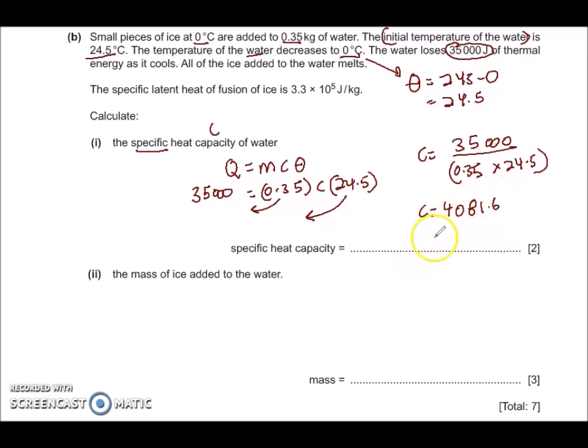81.6. Okay, this one you have to remember the units as well. So the unit is joule per kg per degrees Celsius. Just put a -1 on kg, and -1 on degrees Celsius. So you're getting that 2 marks over here. You okay?